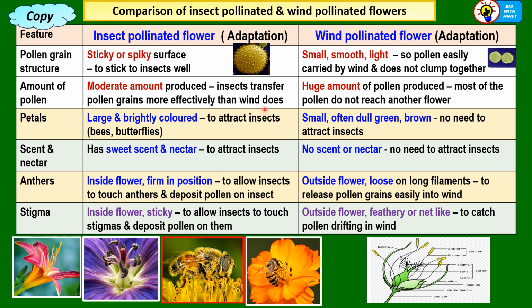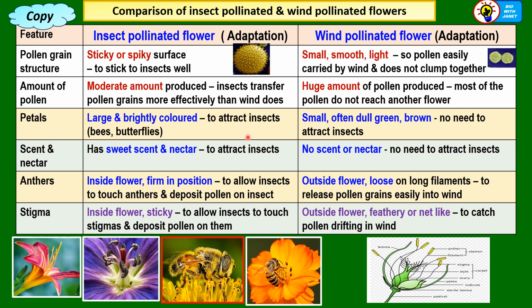Next, the amount of pollen produced by insect-pollinated flower is a moderate amount because insects can transfer the pollen grains more effectively than wind does. Now, for wind-pollinated flower, a large amount of pollen is produced because most of the pollen may not reach another flower of the same species, right?